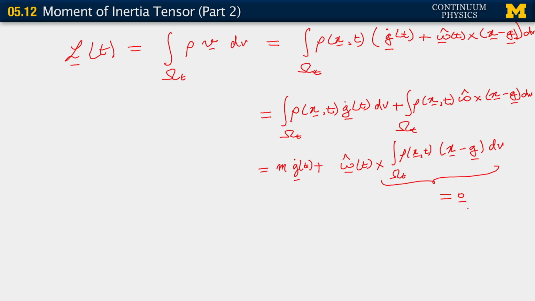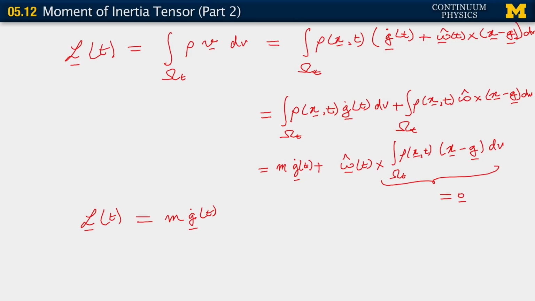Okay, right? So what we are seeing here is that the linear momentum of a continuum body undergoing rigid motion is essentially the mass of the body times the velocity of the center of mass. As far as linear momentum is concerned, this rigid body, even though it has mass distributed, is essentially acting as a particle. Okay? All right, so this is our result for linear momentum.